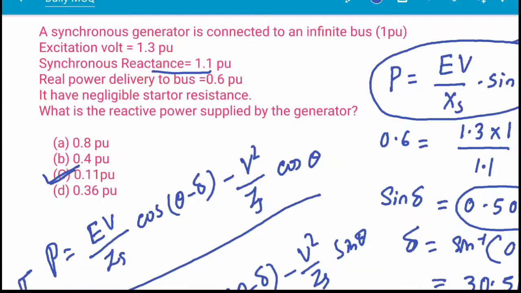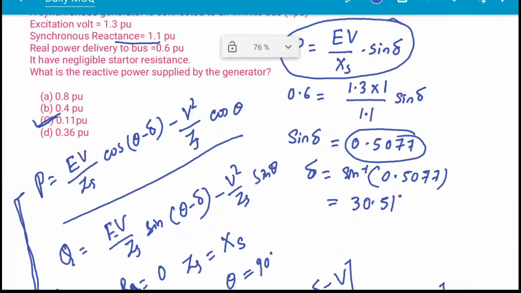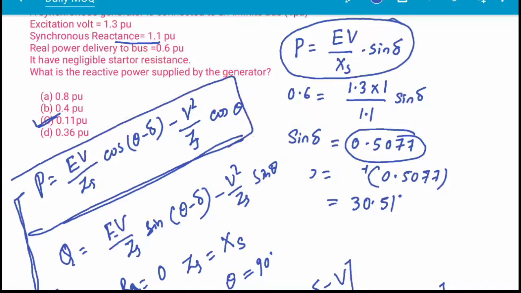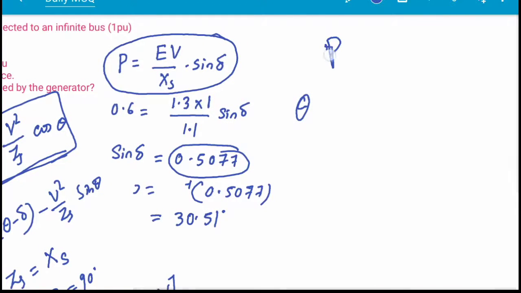What is the main thing to be noticed here? What is theta, what is delta, this formula, and when R is equal to 0, what will be the formula? So here theta is the angle between RA and XS. This is the complex one, and this is given as ZS, the synchronous impedance, which is the sum of the armature resistance. This is the armature resistance.